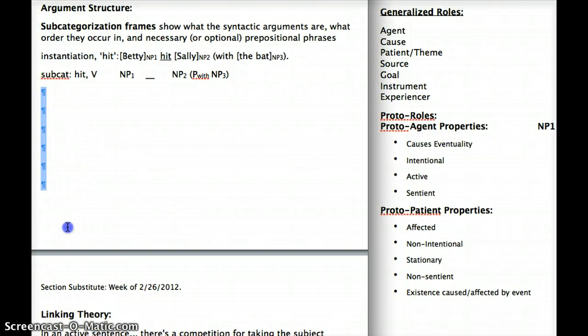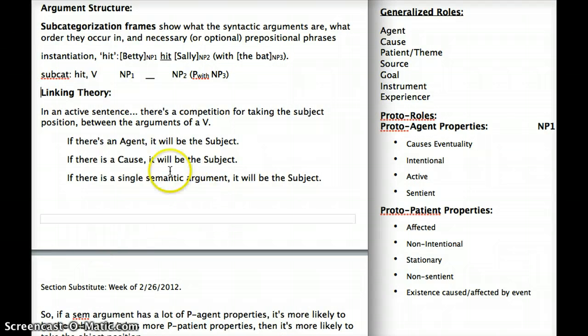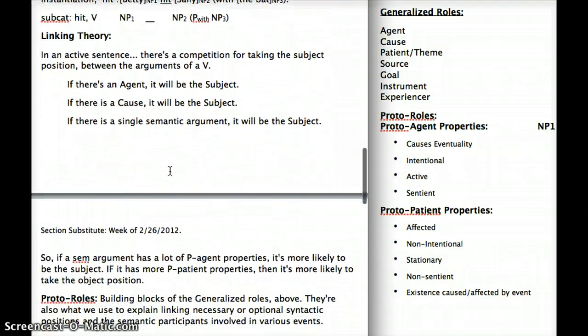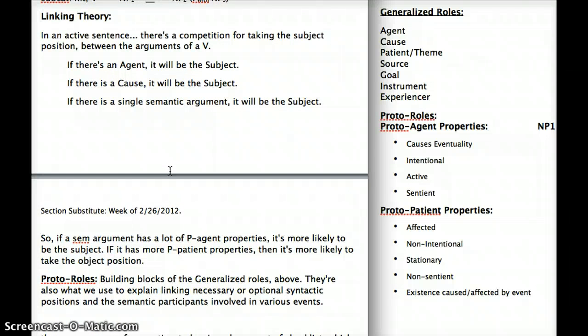So in linking theory, we have the idea that our theory can tell us how to predictably link syntactic with semantic roles. So we have certain generalizations we've made based on these proto roles, which will tell us whether or not a certain argument will occur in the subject position or the object position, or perhaps if it has a certain particular combination of these, it'll be a bit less predictable.